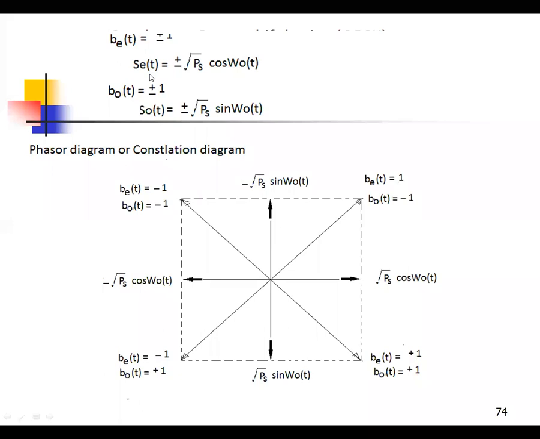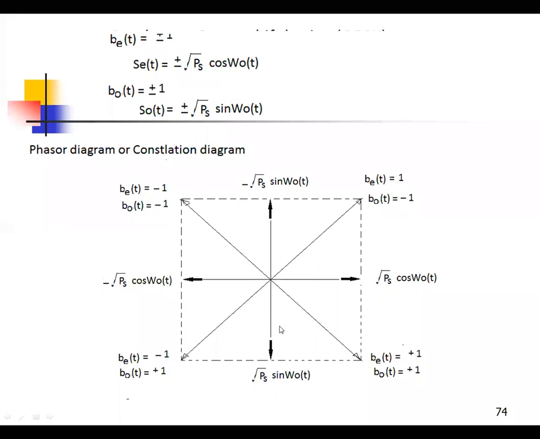That is the signal s_c(t). These are the two signals: one is root Ps cos omega naught t, the other is minus root Ps cos omega naught t. So these two have a 180 degrees phase difference.